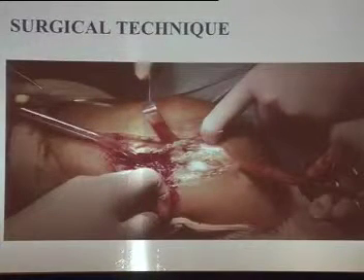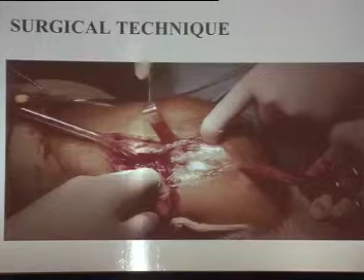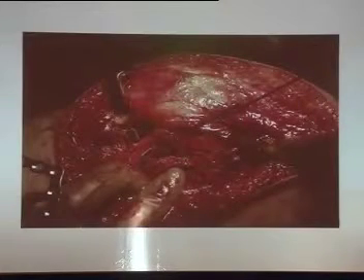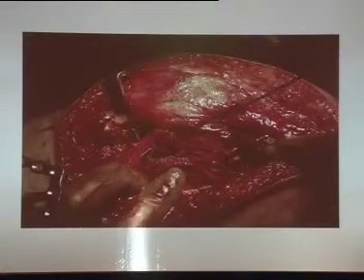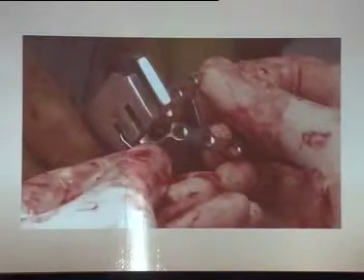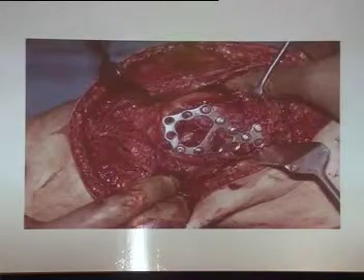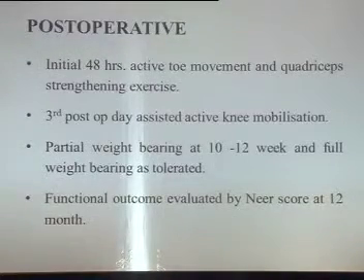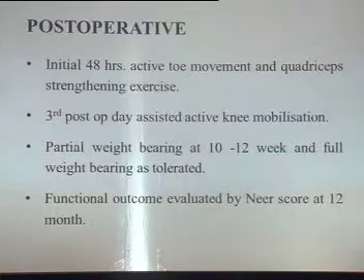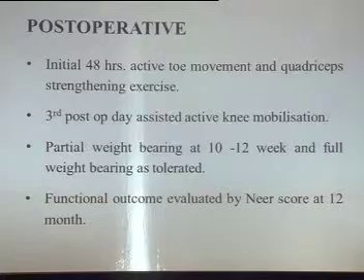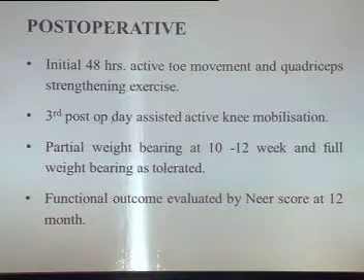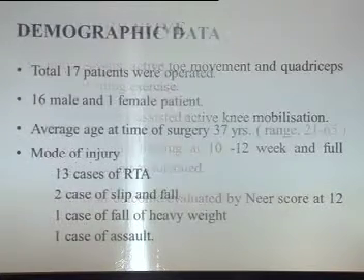We make a medial, lateral or anterolateral incision depending on the fracture pattern. After attaining articular congruency, we fix the fragment with the help of K-wires, then bend the plate and apply it with 3.5 mm cortical and 4 mm cancellous screws. Post-operatively, in the initial 48 hours, active movement and quadriceps strengthening exercises were done. On the third post-operative day, assisted active mobilization was done. Partial weight bearing was started around 10 to 12 weeks, and full weight bearing was allowed as tolerated. Functional outcome was evaluated at 12 months with the help of a knee scoring system.